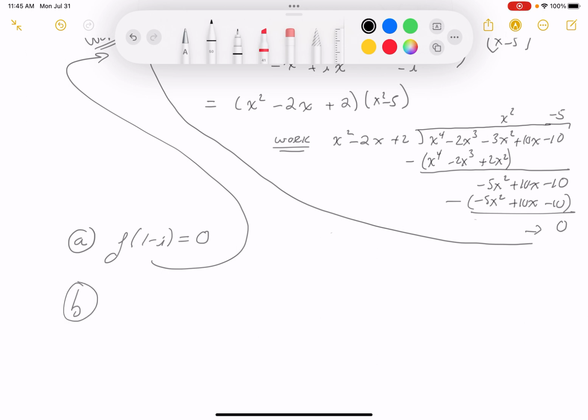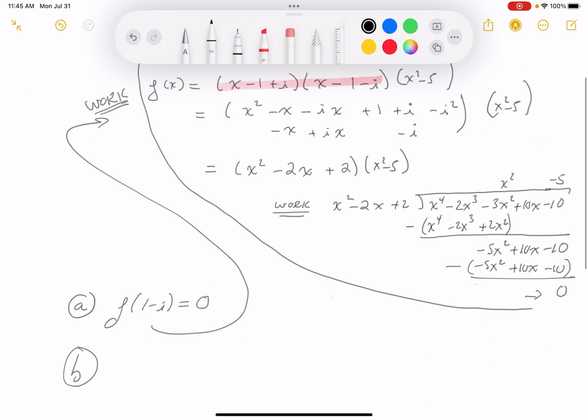What does B say? Since 1 minus i and 1 plus i are roots, well, we just discussed that, right? So it says we know that these are factors, expand it. I've already done that one too. So where's that over here? It's right over here. So for B, the work has already been done, no need to do it again. That expansion is going to be x squared minus 2x plus 2. And again, the work is up here.